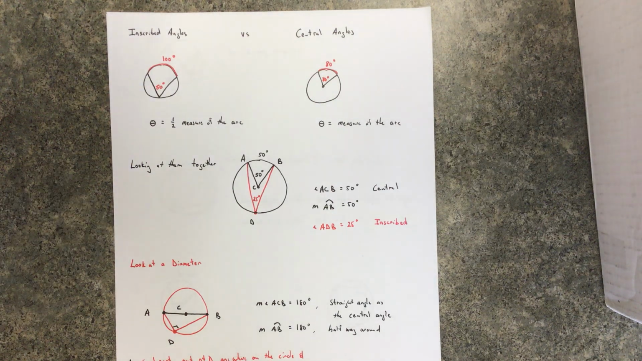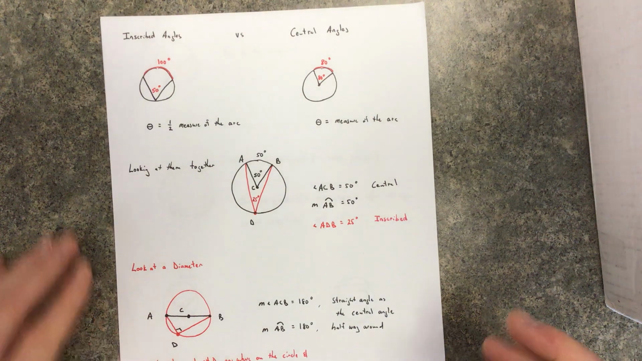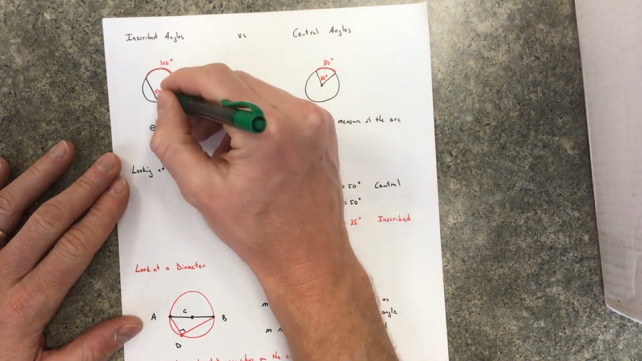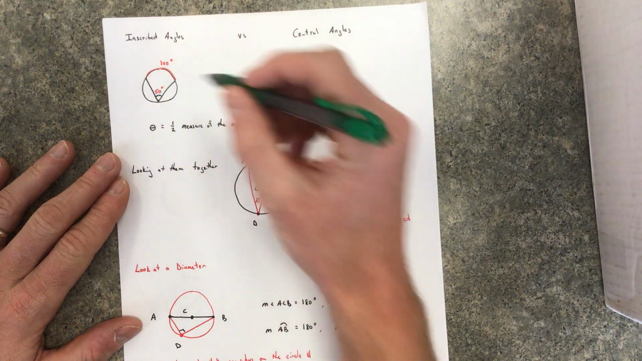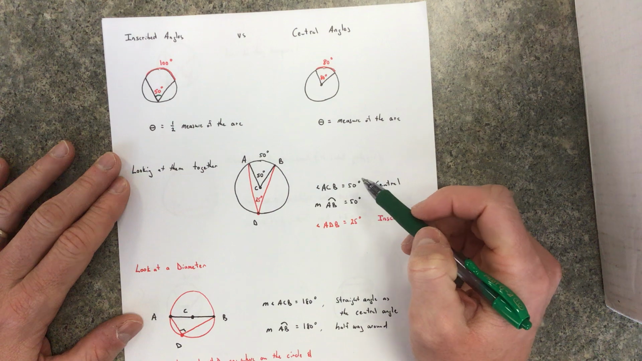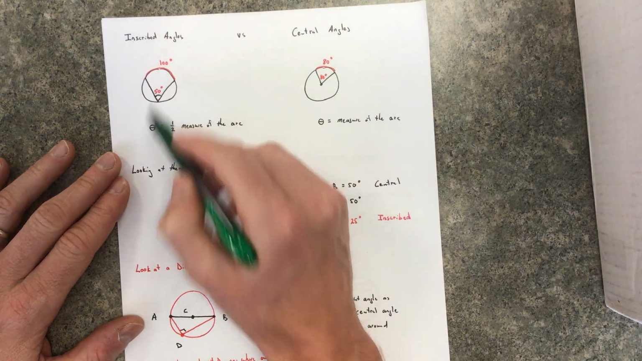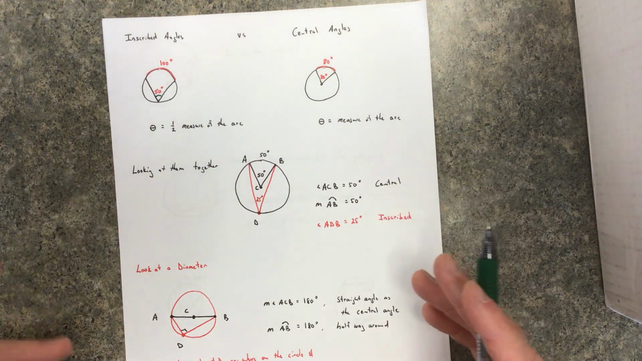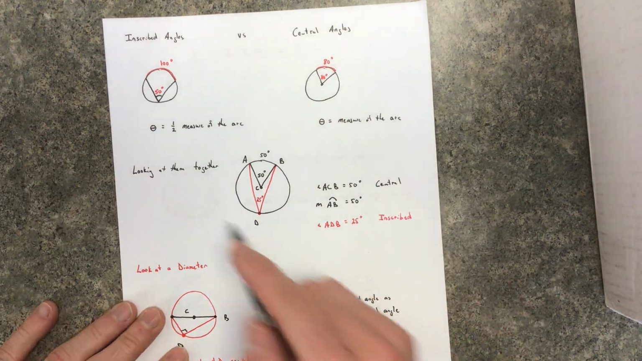All right, let's investigate inscribed angles, and I'm going to review going back to central angles. An inscribed angle is the angle formed right here, that is formed between two separate chords. Inscribed is that guy. Central angle, of course, is coming from the center.